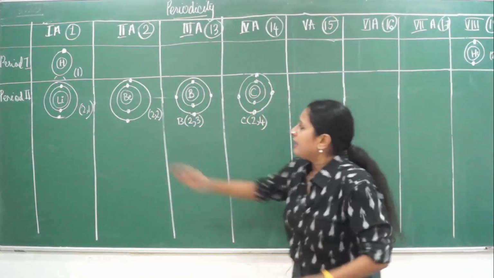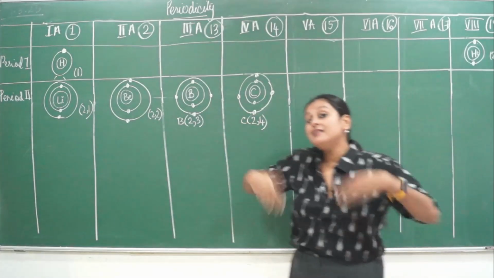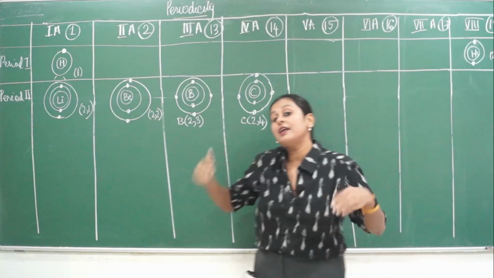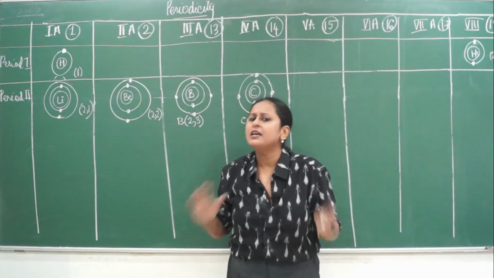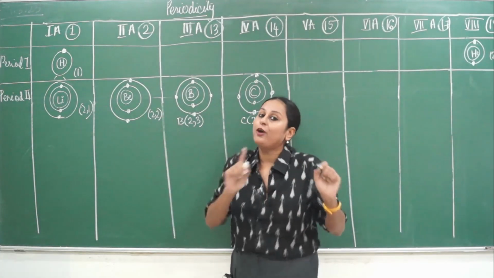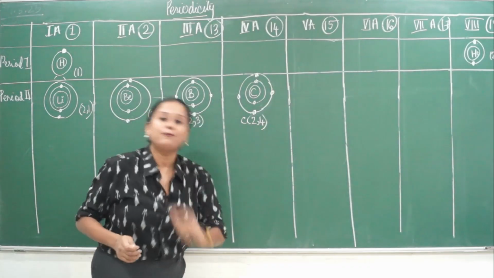Can you see that in this period 2, we are progressing slowly with our valence electrons from 1 to 2, 2 to 3, 3 to 4. The electrons in the outermost shell are called valence electrons. How many valence electrons are possible in the second shell? 8. So up to the point we reach 8, we will remain in this order only. We will only have 2 shells.